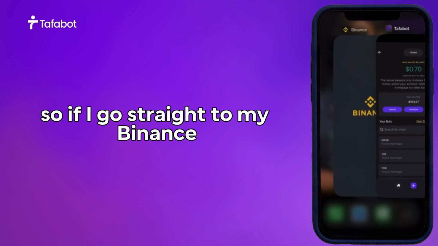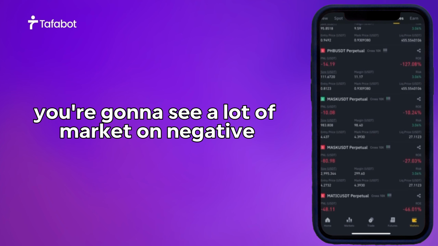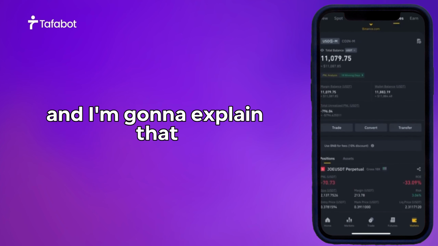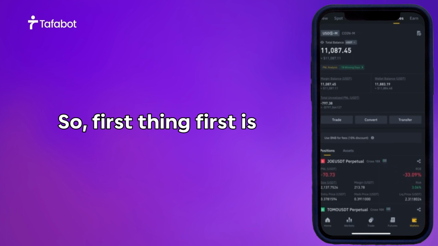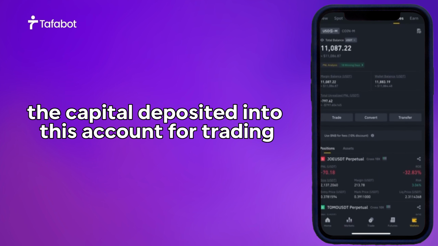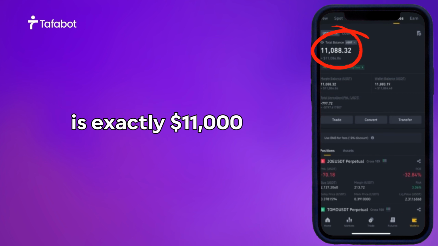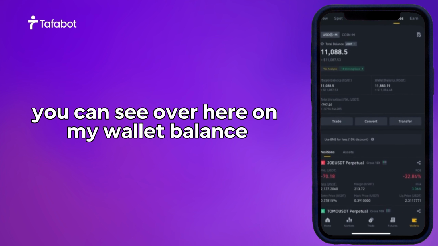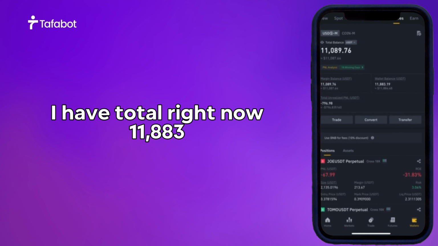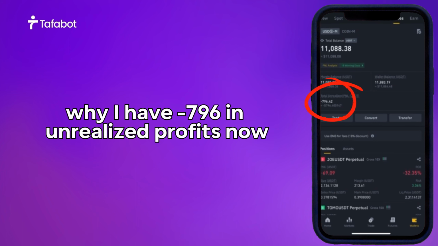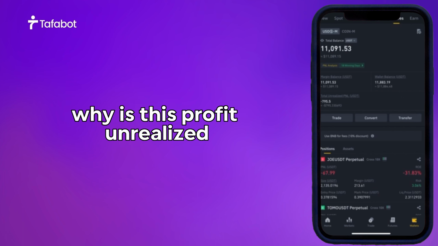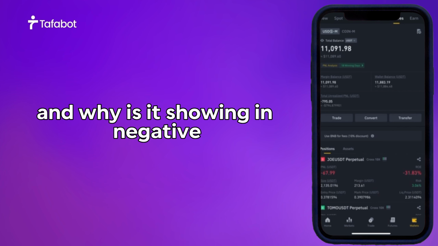So if I go straight to my Binance, you're going to see a lot of markets are negative, and I'm going to explain that. First thing first, the capital deposited into this account for trading is exactly $11,000. You can see over here on my wallet balance, I have a total right now of 11,883, while I have -796 in unrealized profits. Now, why is this profit unrealized and why is it showing in negative?